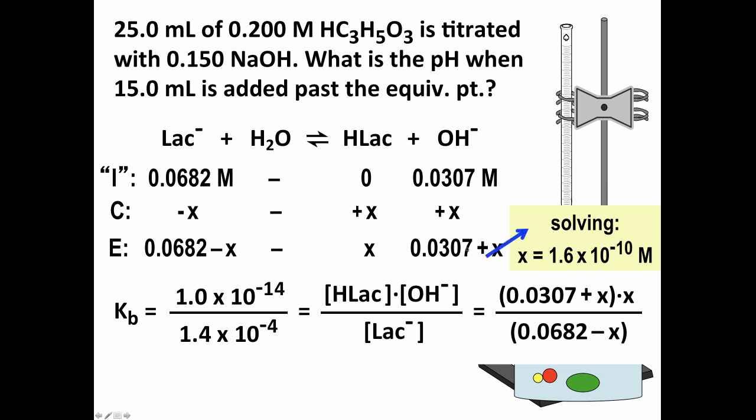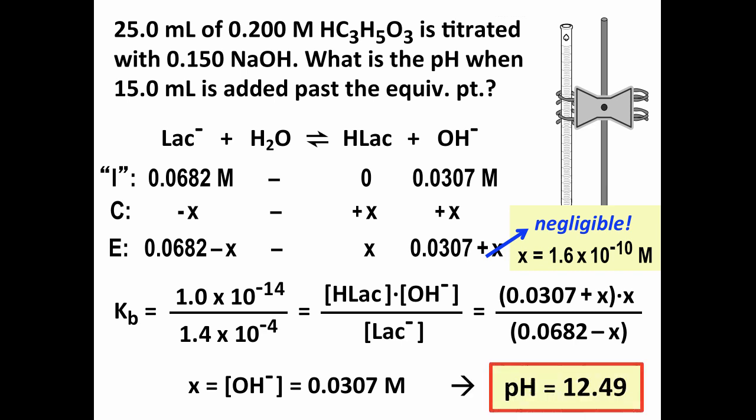Now, that's a very, very tiny amount. It's negligible when we add it in. It's not going to show up at all to our significant figures. So we have 0.0307 molar hydroxide. And as before, we're interested in the pH. So we take the negative log of the hydroxide concentration to get the pOH, subtract that from the 14 to get the pH, and that gives us 12.49. So very high pH when we're past the equivalence point, which is what we'd expect with a strong base.